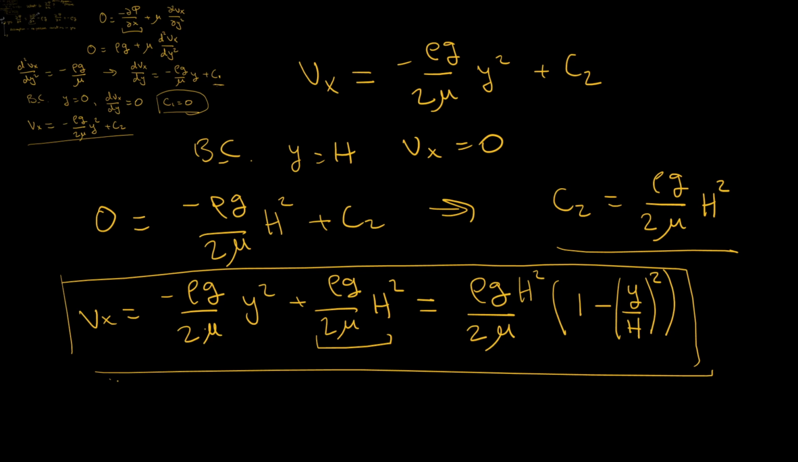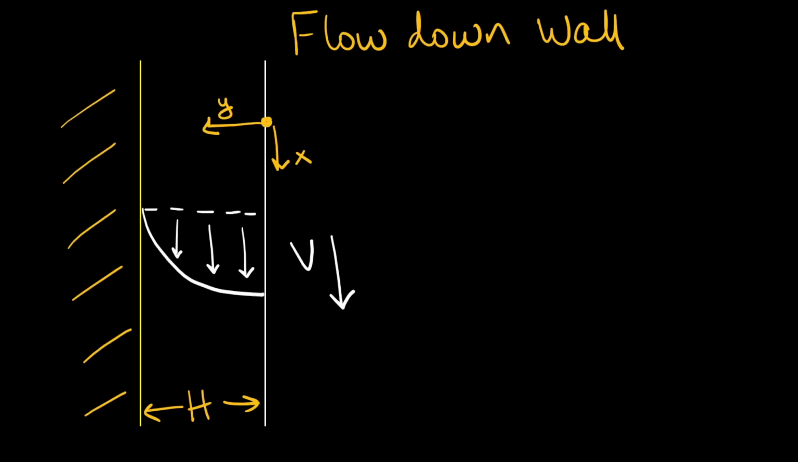So if we go back to this initial picture right here, we can see that when y is equal to 0, which is right at this interface between the liquid and the gas, we're at our maximal velocity. And so we get a velocity profile that looks quadratic from that equation, and also has this maximal velocity right at this interface.